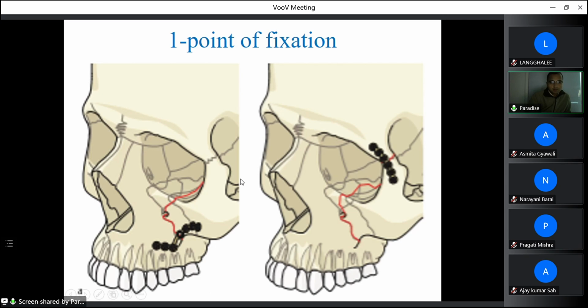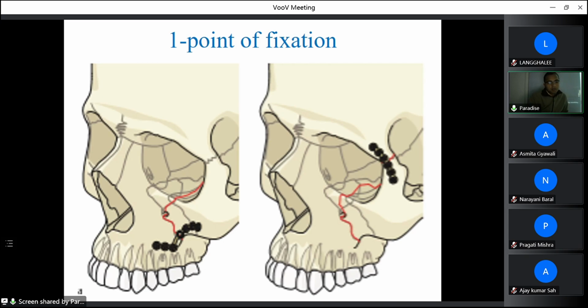So in case of 1-point fixation of the ZMC fracture, practically what we do, or what is indicated, is: whenever there is a ZMC fracture, first you have to reduce the bone. After reduction, you have to palpate the window and give digital pressure. If it is still mobile, then you have to do fixation. If it is not mobile, then you don't have to do any fixation, zero fixation. Plating is not required.